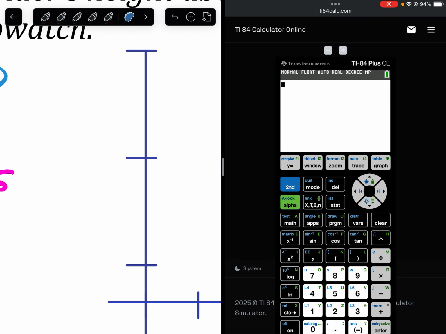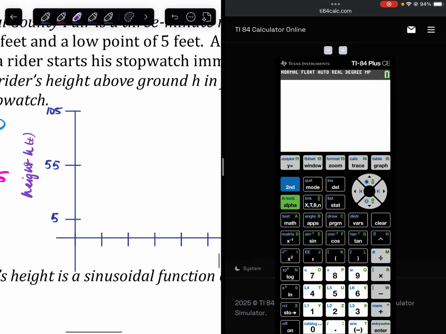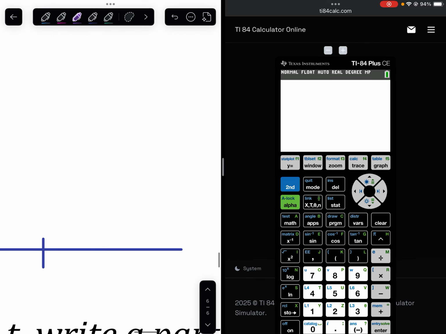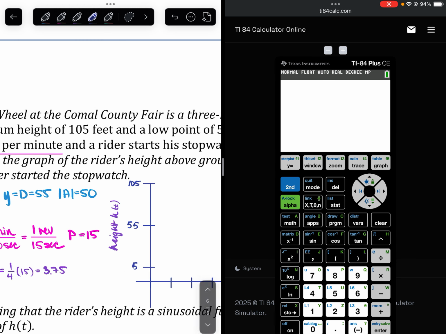Okay. All right, so we said 5, 55, 105. So this is the height. I like labels, so I'm going to label. This is our time, t. All right, let me get all those critical points on there. So he started at 0. So from 0, we know he's at the low.